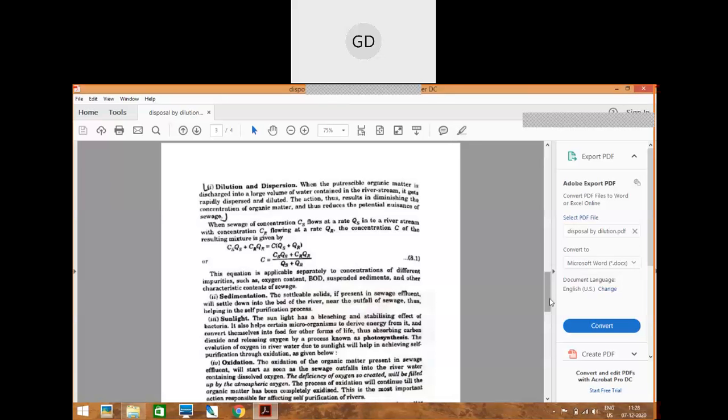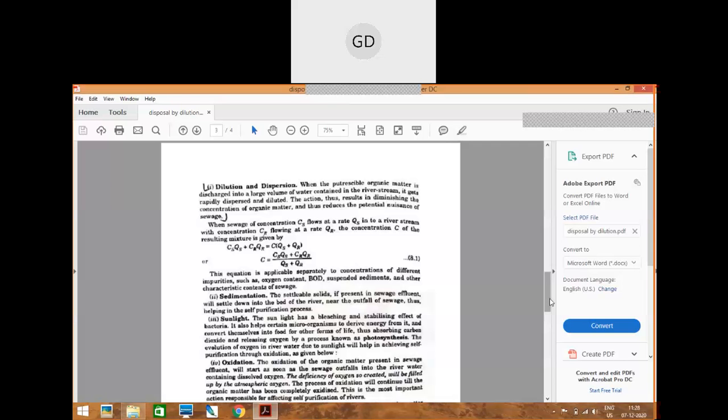Number 3 is sunlight. The sunlight has a bleaching and stabilizing effect on bacteria. So we know that the bacteria get killed by the sunlight. Here it is said that the sunlight has a bleaching and stabilizing effect on bacteria.